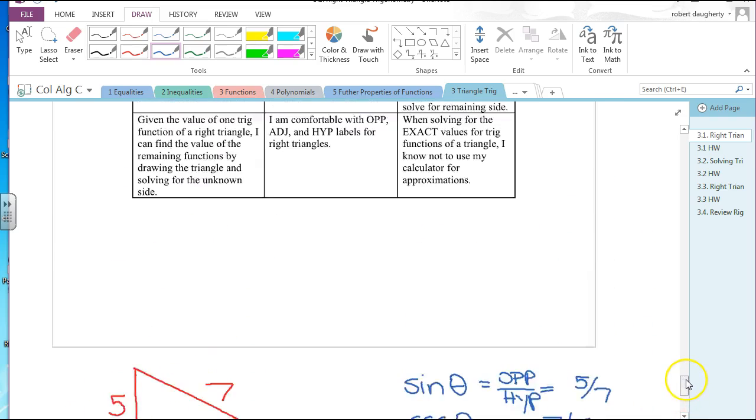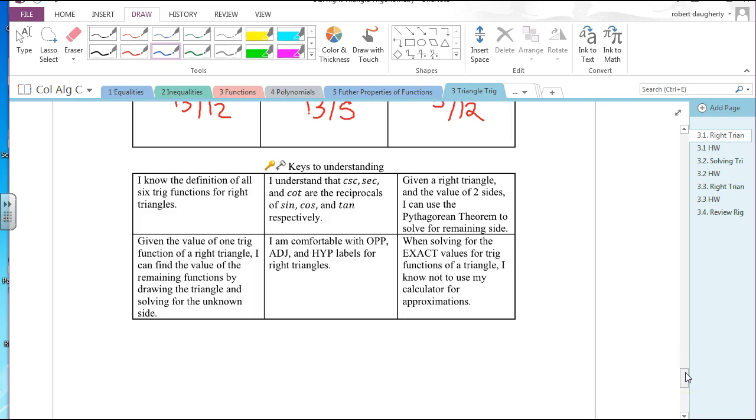So, to review, the big thing, guys, you really need to get a handle on right away is the value of these six trig functions. What are their definitions? You've got a mnemonic that can help you with 3 of them, and then the other 3 are just reciprocals. And the things we did today, if I give you a right triangle with two sides, use the Pythagorean theorem to solve for the other side. Once you know all of the sides, then you can come up with all the values of all the trig functions for that right triangle.